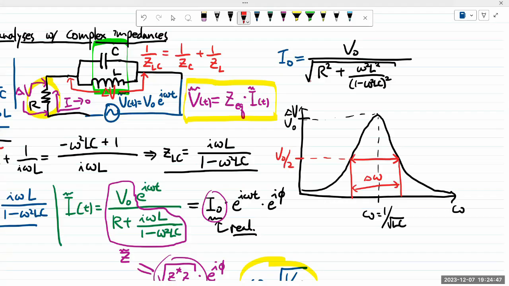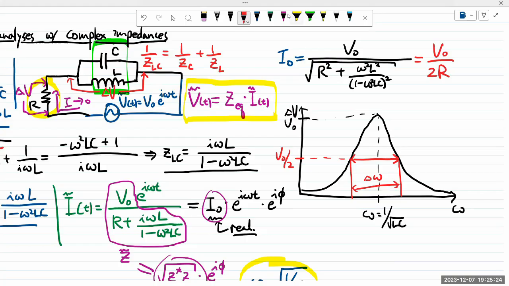So in terms of the current, what that would mean is this current would have to be halfway between the maximum current, which would correspond to V naught over R, and the minimum current, which would correspond to 0. So it would have to be V naught over 2R. That's what we are looking for in terms of the current that's flowing through the circuit. That will give me this condition.